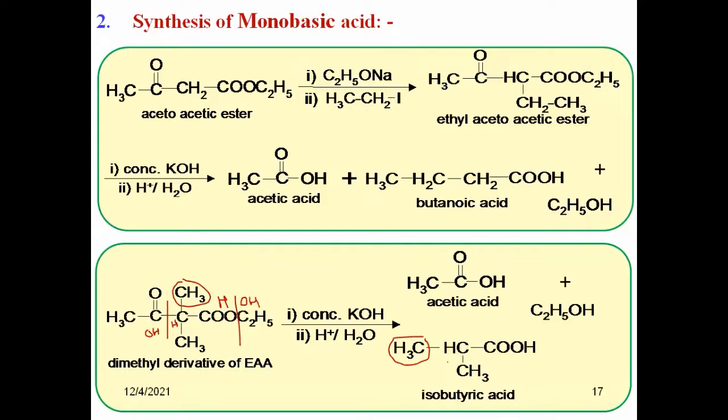Okay, thus the dimethyl derivative of ethyl acetoacetate, dimethyl derivative of acetoacetic ester on ketonic hydrolysis, we get a mixture of acetic acid and isobutyric acid. Okay, this is the interesting reaction, just synthesis of monobasic acid.